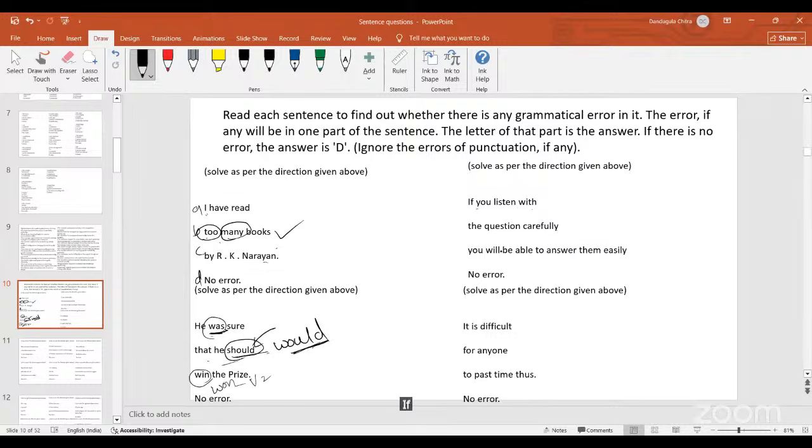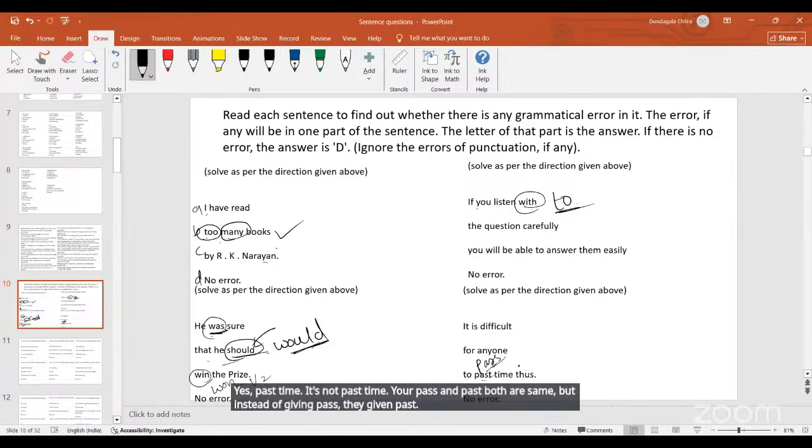If you listen with the question carefully, you will be able to answer them easily. Error is in A, sir. If you listen to the question carefully, you will be able to answer them easily. Yes. So answer is A. It is difficult for anyone to pass time thus. Have you ever heard about that thing like past time? It's not "past time"; it is "pastime".